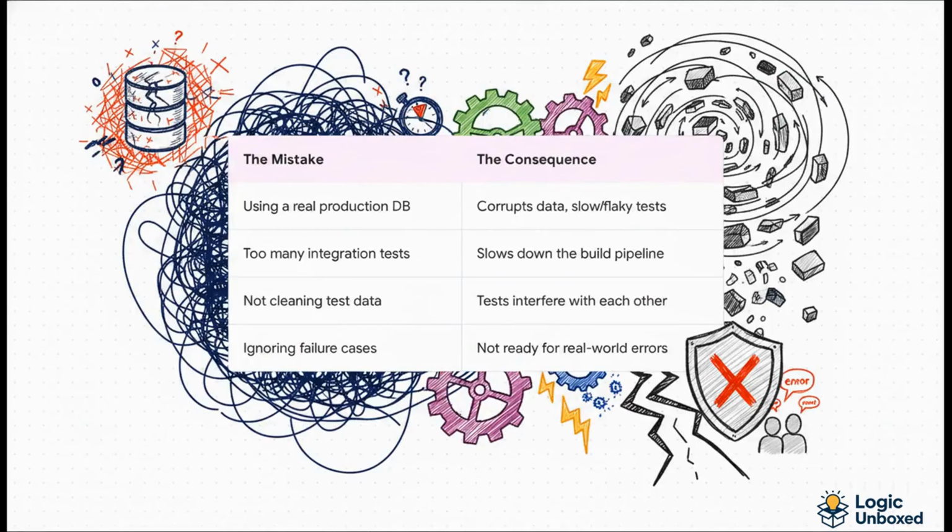And hey, just as important as what to do is what not to do. Trust me, you want to avoid these common traps. Using a real database is a recipe for disaster. It leads to slow, flaky tests and corrupted data. Writing too many integration tests will grind your build pipeline to a halt. Not cleaning up your test data causes weird failures that are impossible to debug. And of course, only testing the happy path means your app is brittle and not ready for the real world.